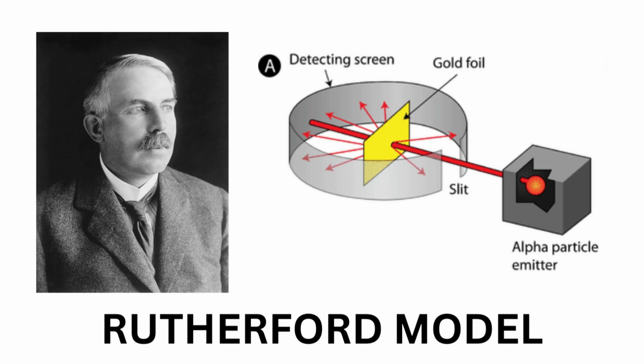Let's look at his experiment. He selected a gold foil because he wanted as thin a layer as possible. The gold foil was about 1000 atoms thick. He passed alpha particles through it. So what are alpha particles? They are doubly charged helium ions.